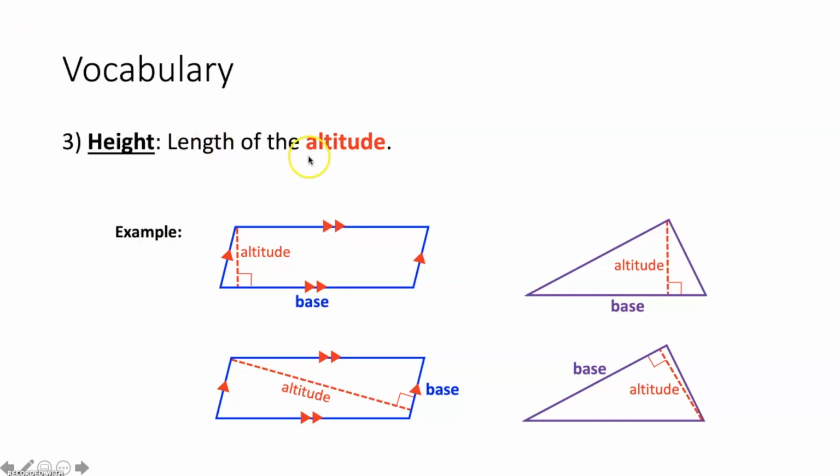That would just be the length of the altitude. So as you've seen in geometry, we often use height and altitude interchangeably. Just know that an altitude specifically has to come from a vertex and be perpendicular to the opposite side.